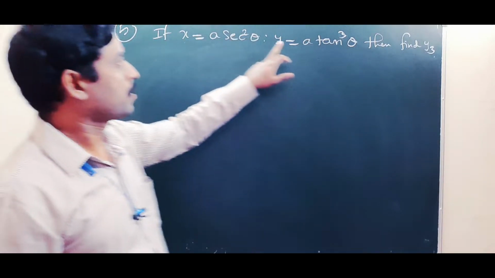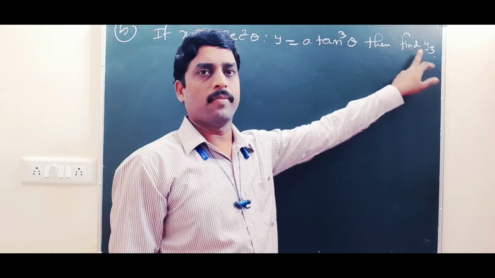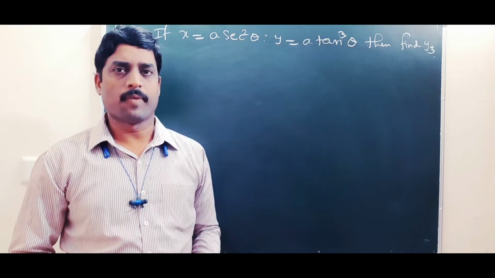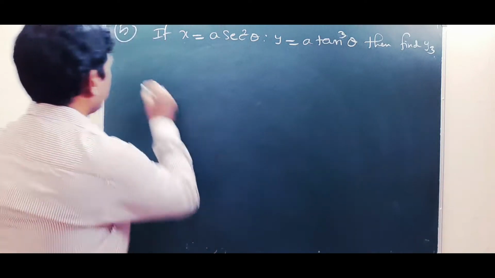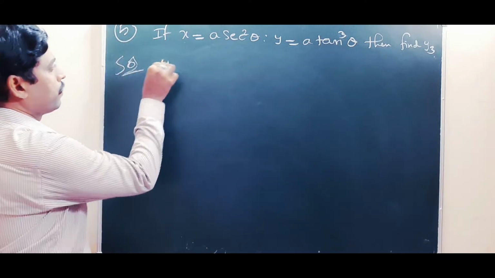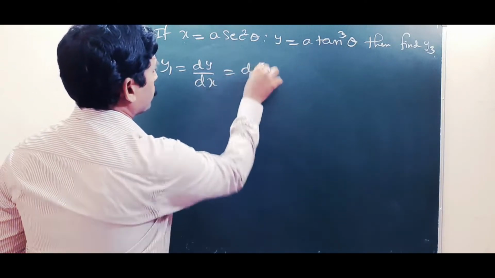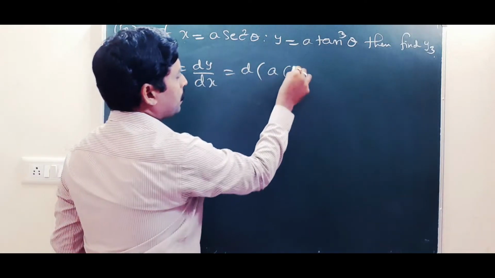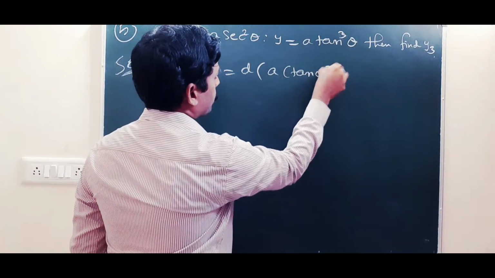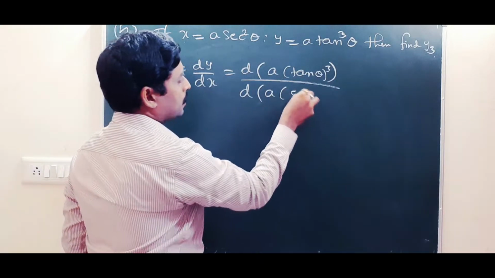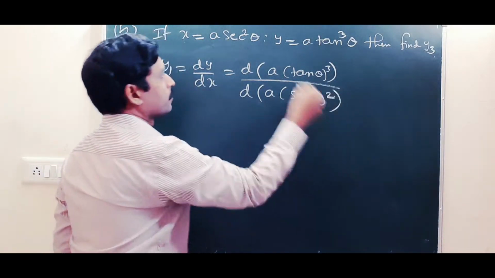So x and y values are given, then we have to find y3. So y3 is nothing but the third order differentiation of y. Okay, first we have to find the y1 value. y1 is nothing but dy by dx. So derivative of y, what is y given? a into tan theta whole cube, by derivative of x value given, a into secant theta whole cube whole square.